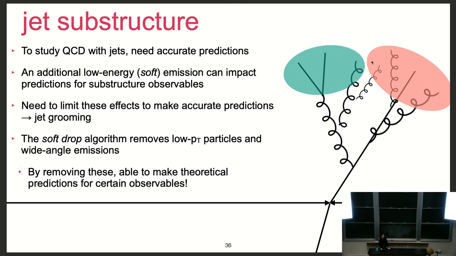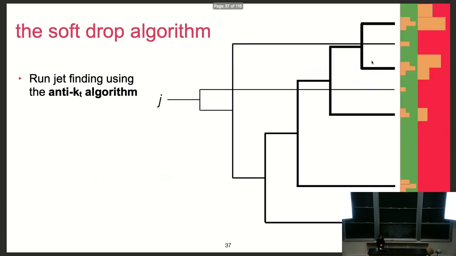So in order to deal with this for different predictions, one of the ways around this is by removing emissions like this from your jet in a nice theoretically sound way. This is what we tend to call jet grooming. There are many types of grooming algorithms, but the one that is really nice theoretically is what's called the soft drop algorithm. If we remove this in a nice sound way, then we can make actual theory predictions for these observables. So I'll just quickly go through the soft drop algorithm.